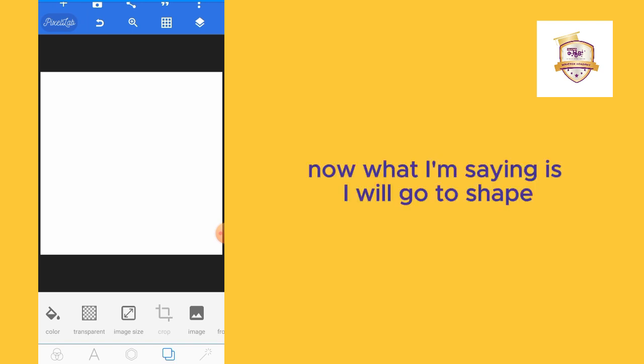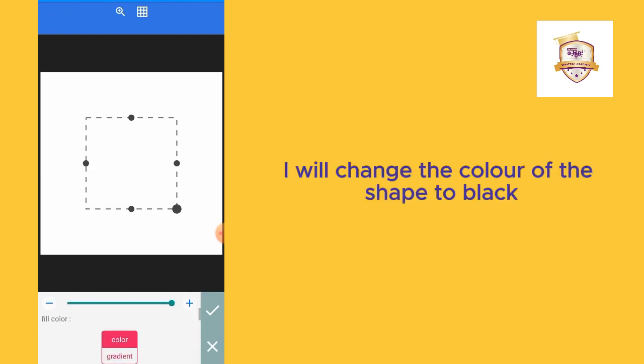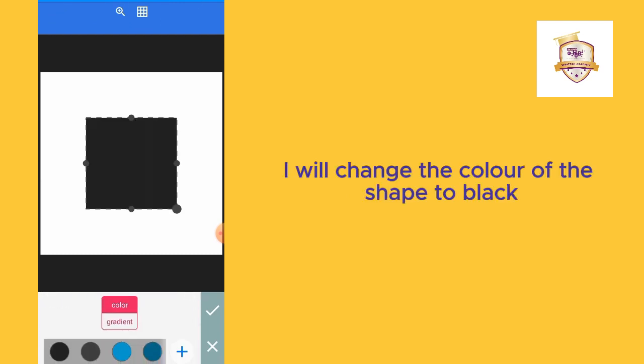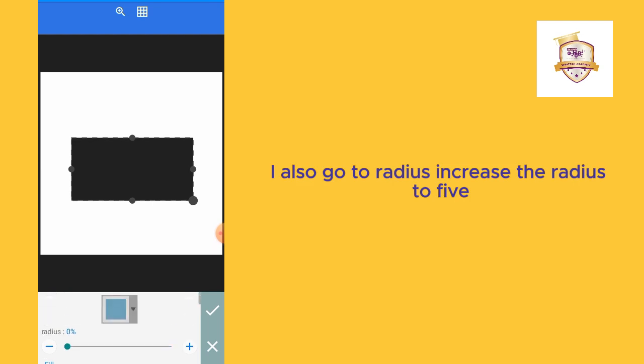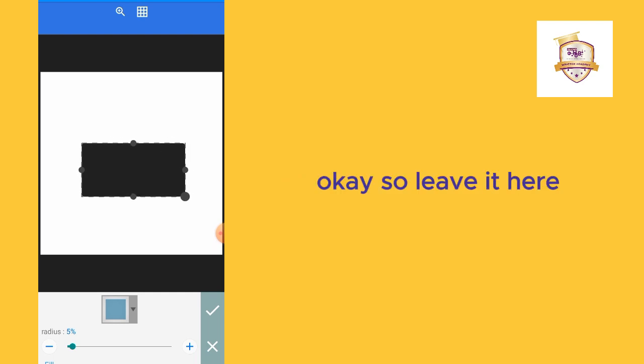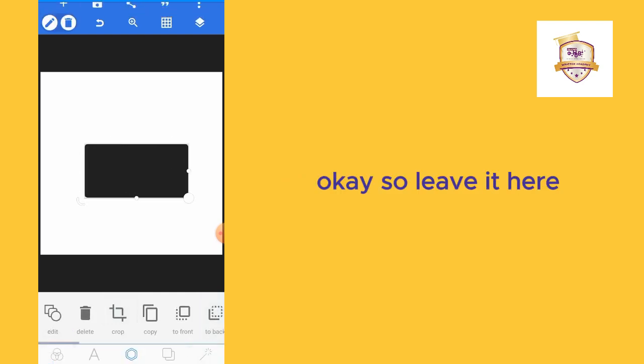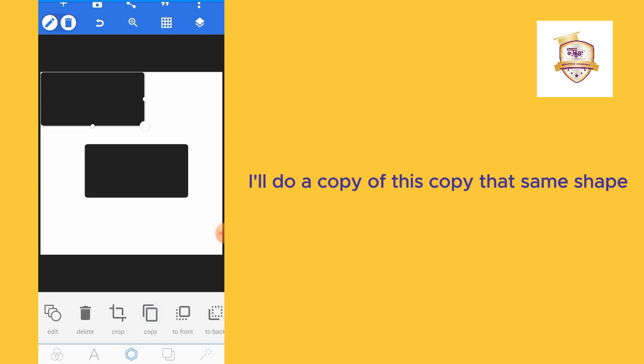From there I will try and modify my quote to have some beauty. Now what I'm saying is I will go to shape, bring in a shape. I will change the color of this shape to black. I will try to reduce the canvas size, and also I will go to radius, increase the radius to 5. Okay, so leave it here. I'll copy that same shape.